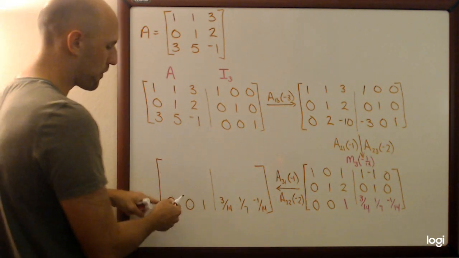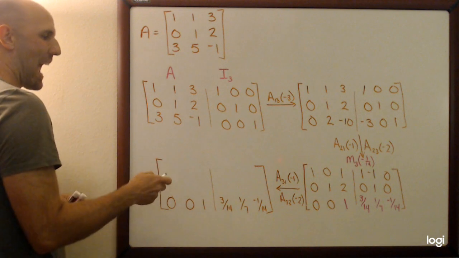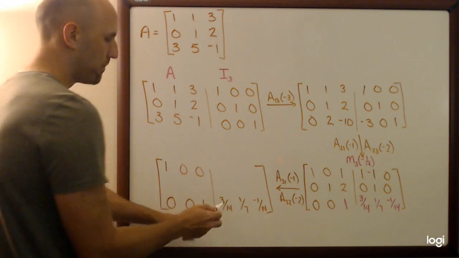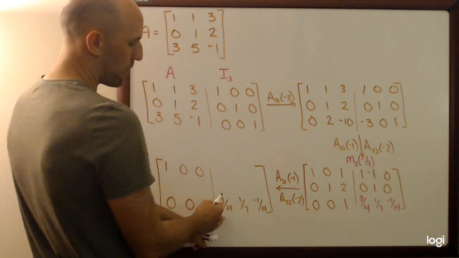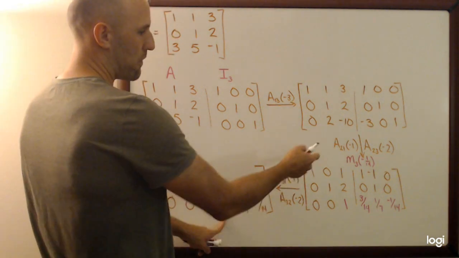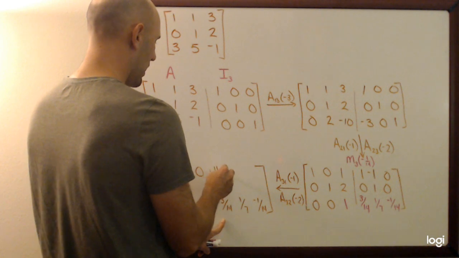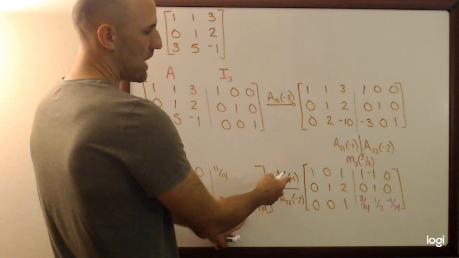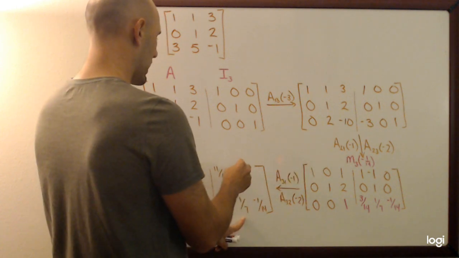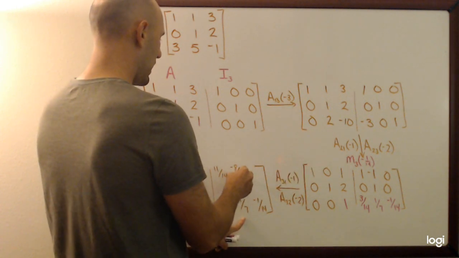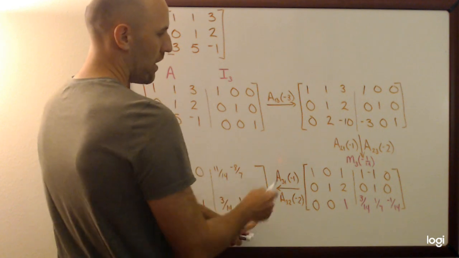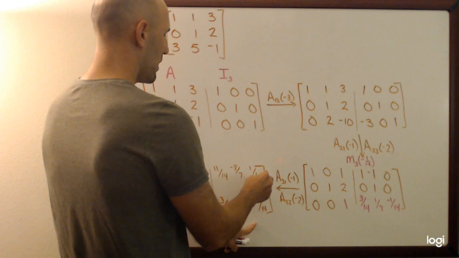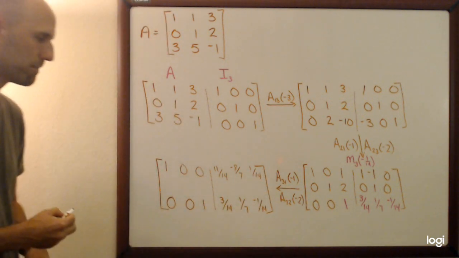Okay, so A3,1, negative 1. Take the value from row 3, multiply by negative 1, add it to row 1. I get 1, 0, 0. Okay? Negative 3/14 times negative 1 is negative 3/14 plus 1 gives me 11/14. 1/7 times negative 1 plus negative 1 gives me negative 8/7. Negative 1/14 times negative 1 plus 0 is positive 1/14.